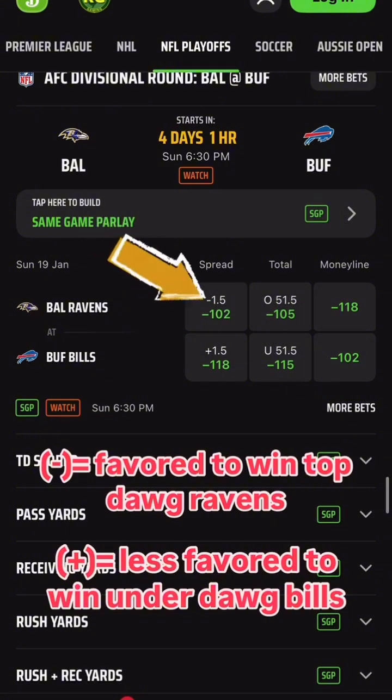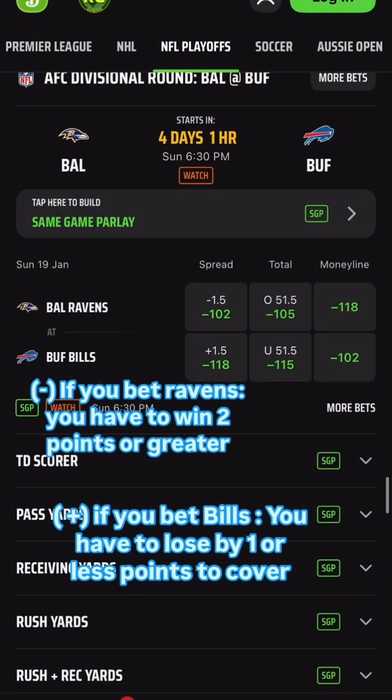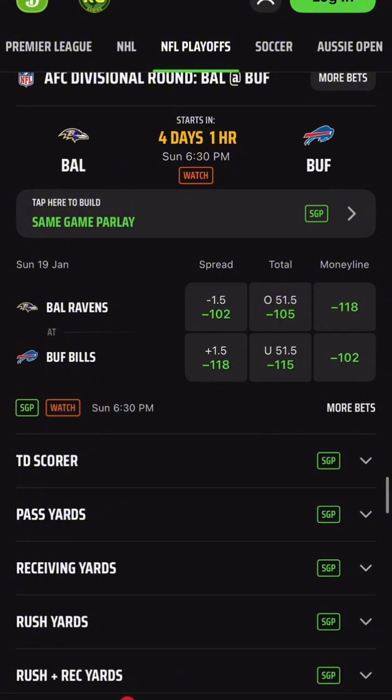But anyways, you see the spread, it's negative 1.5, Baltimore Ravens, who are the favorites, and you have the Buffalo Bills, who are the underdogs, plus 1.5. That's the spread. Basically, the Ravens have to win by 2 points or more to cover, and the Bills have to lose by 1 or less points. And let's say either bet, whatever you chose, landed exactly at 1.5. It's called a push. You just get your money back. You don't win any money.